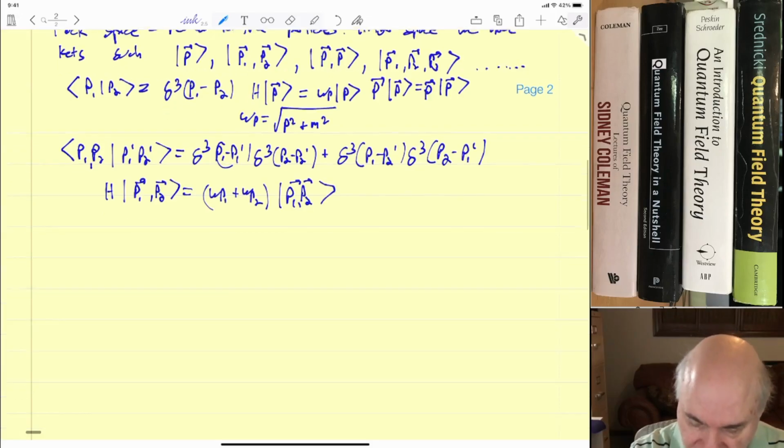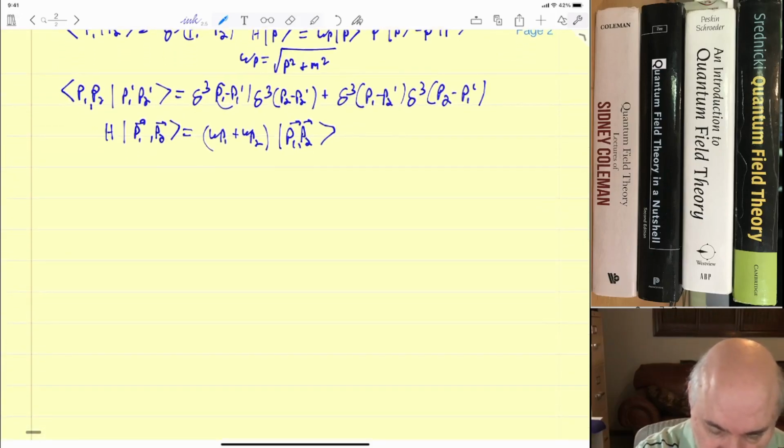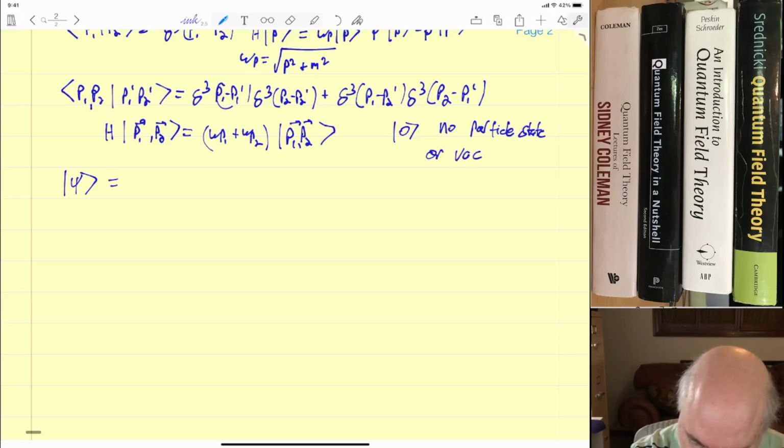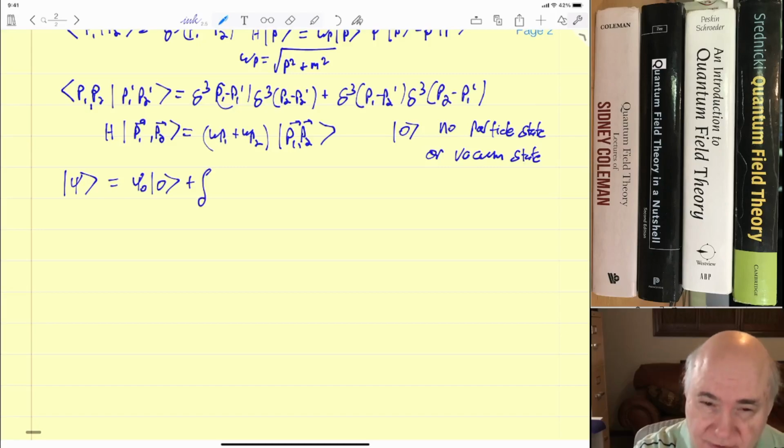Now, using this formalism, which is not the formalism we're going to use, a general state psi would be equal to, I neglected to mention, 0 is the no particle state. Or another name is the vacuum state. So psi is going to be equal to psi 0 times 0 plus the integral. A general state psi is going to be a superposition of all the base states. And the only condition is that it has to be normalizable.